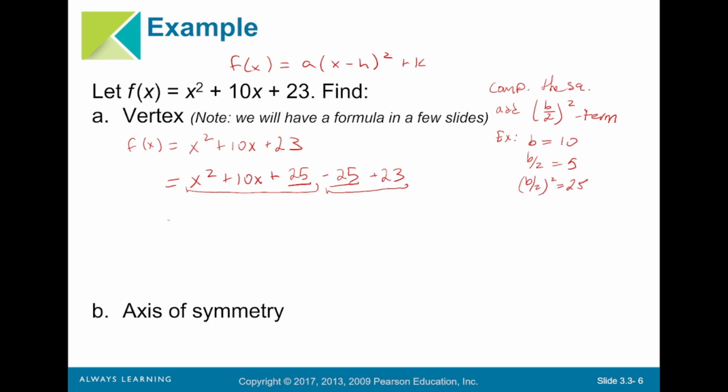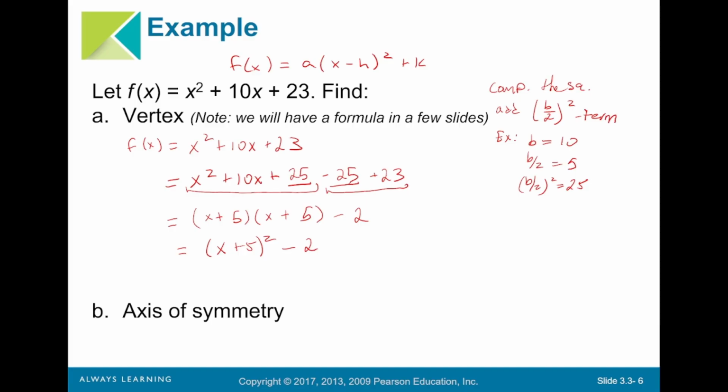So to factor that first part, we write down x and our x, and we look and we're looking for two things that multiply to 25 and add to 10x. So we put in our 5s, and we know they're both positive. And then we simplify this next part. That's just a minus 25 plus 23, which is minus 2. Well, now we know we have x plus 5 squared minus 2.